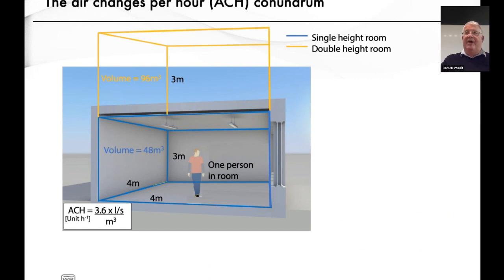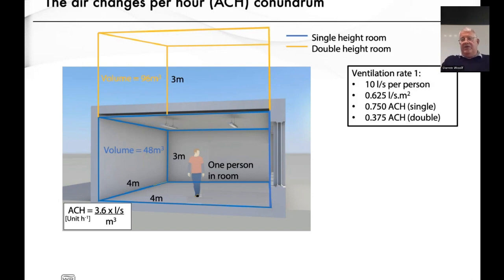So the air changes per hour, ACH conundrum. If you've got this room, single height room, 3 meters high, 4 by 4 meters, it has a volume of 48 cubic meters. If you double the height to 6 meters, it has a volume of 96 cubic meters. That's a very simple equation which relates the air changes per hour as the flow rate in litres per second over the volume in meters cubed.